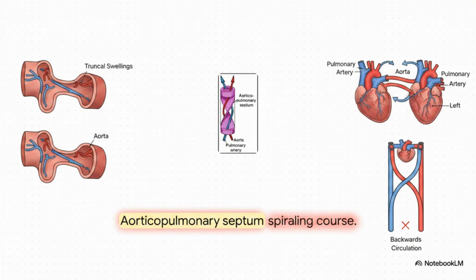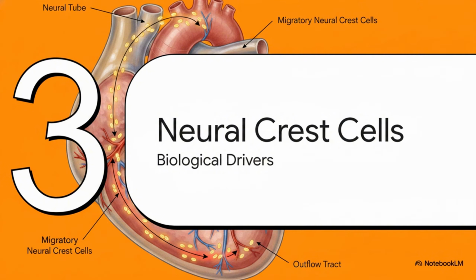As these swellings grow and fuse, they twist around each other, almost like a spiral ribbon, and this forms the aorticopulmonary septum. This beautiful, elegant, spiraling mechanism is exactly what ensures the aorta connects securely to the left ventricle and the pulmonary artery connects to the right ventricle. Think about it. If they just drop straight down without that twist, our entire circulatory system would be completely backward. No way that works.